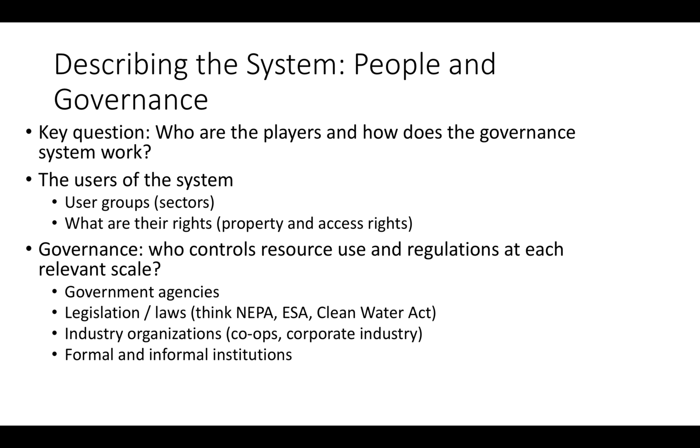The next step is to describe the people and the governance. Essentially, the big question here is, who are the players and how does the governance system work? Identifying the users of the system. In a lot of ways, this comes right out of some of those early readings on social ecological systems, identifying the resource system and the resource users. What are their rights? Identifying property and access rights. This is really important when we think about work in developing countries with less formal institutions than we have in other countries in the Western world.